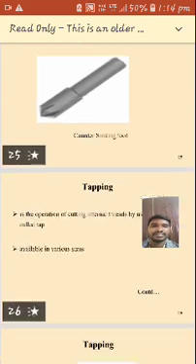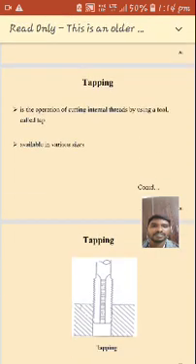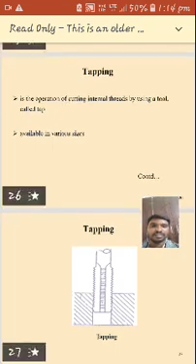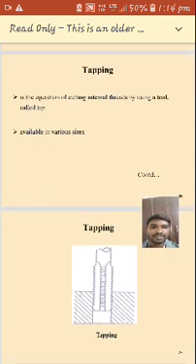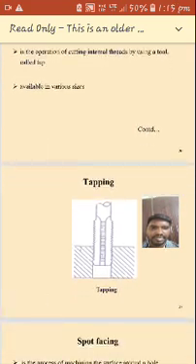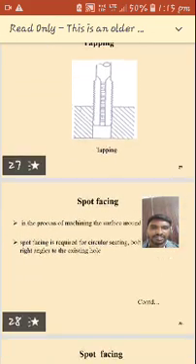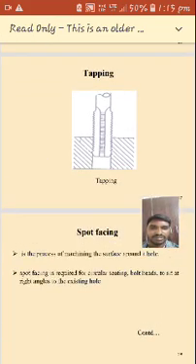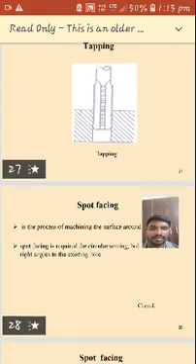And the next one is tapping. This is the most important one. It is an operation of cutting internal threads by using a tool called a tap. It is available in various sizes. So tapping is the operation of producing internal threads, performed by using a tap and a tap wrench. Here we are able to see how the cutting operation takes place. That is the tapping operation.